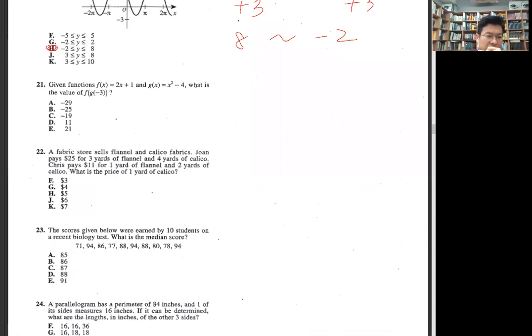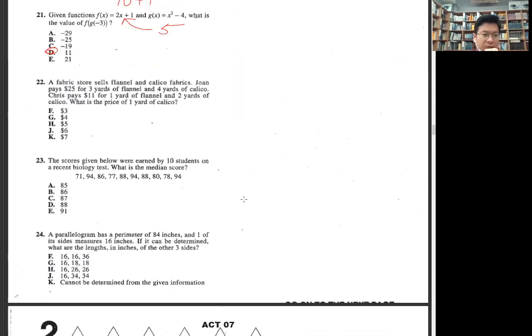Given the function, what is this? So you put -3 into this one first, which is 9 minus 4, which is 5. And you plug that into here. 10 plus 1, so 11 is the answer.